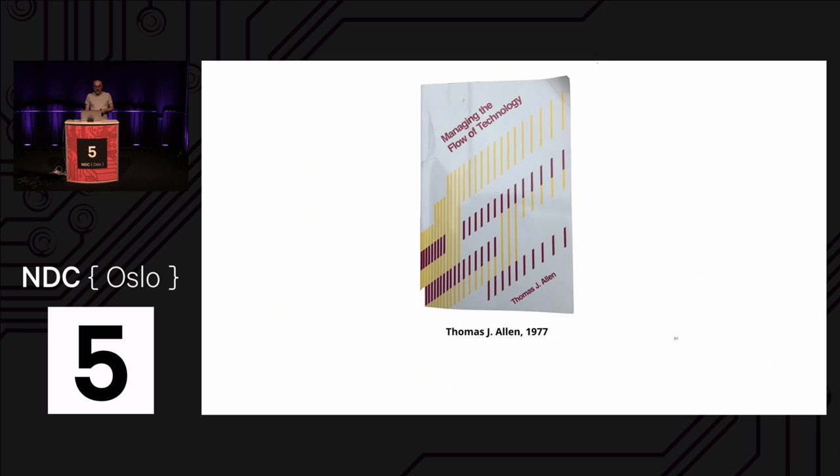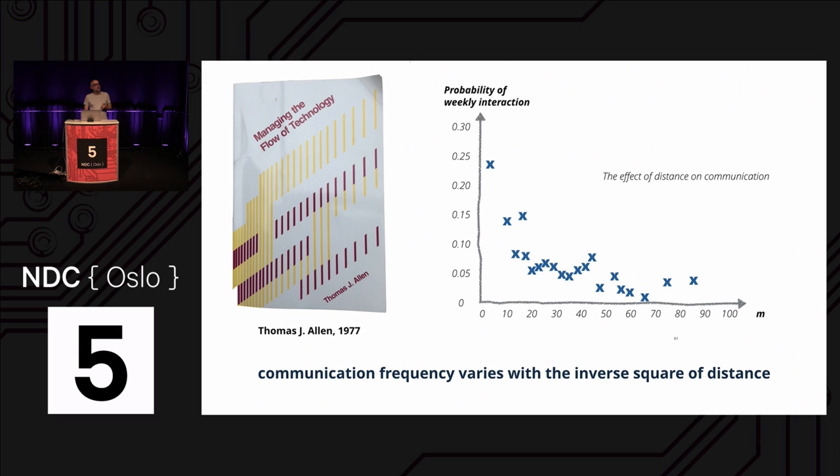See, he found this. This is the key result. Communication frequency varies with the inverse square of distance. We've got a graph here showing the probability of me having a weekly interaction with someone on the y-axis, and the distance they are away from me on the x-axis. If someone's more than about 8 or 10 meters away, and that includes flights of stairs, I'm never going to have a serendipitous conversation with them. It's just not going to happen, right?